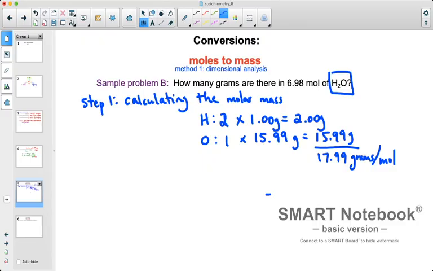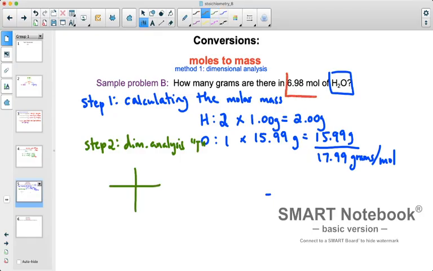Now, step 2 is really to set up the dimensional analysis T. And I'm just going to shorthand. And if you remember, it's the little T shape. So I'm going to draw the little T shape. I'm going to take what's given from the problem, which happens to be 6.98 moles. And I'm going to put that right here on the left side of the T.